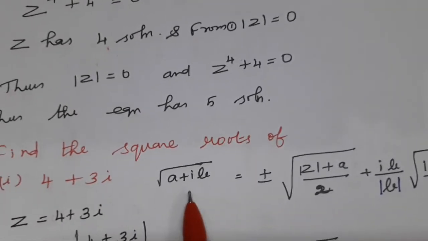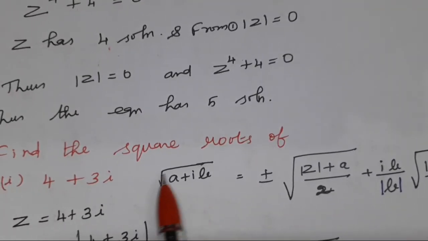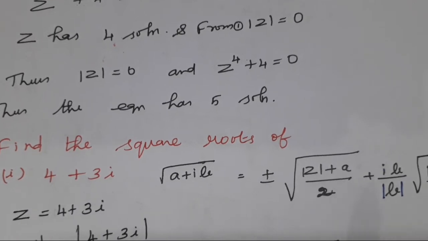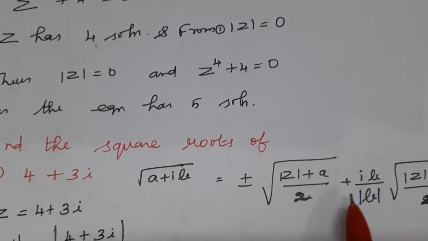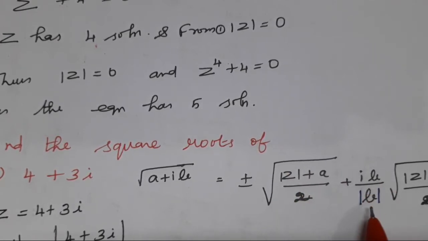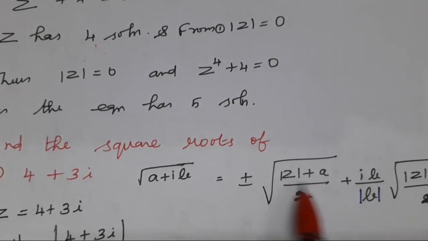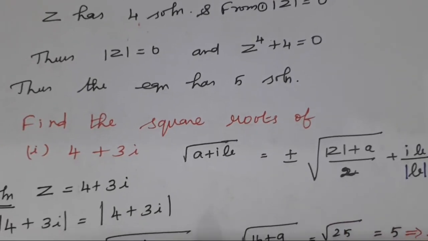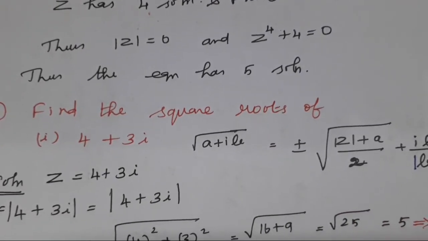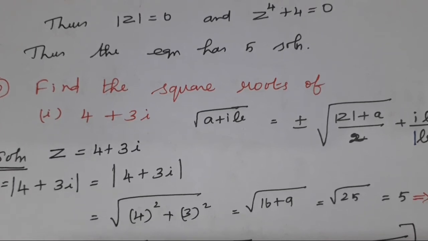This is nothing but the square root of the complex number, that is root of a plus ib equal to plus or minus square root of modulus of z plus a by 2, plus i into b by modulus of b into square root of modulus of z minus a by 2. Just recall the formula, and you get the answer to the 2 mark question. If you remember the formula, you can easily substitute and get the answer.